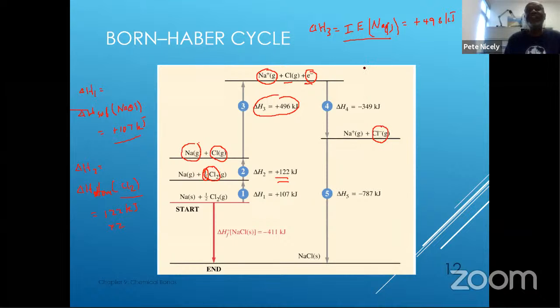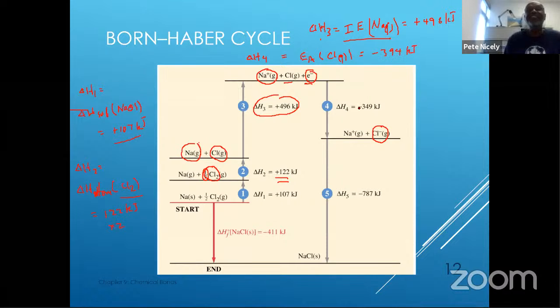If you remember the definition of electron affinity, it is the energy change taking place when a gaseous atom gains an electron to form a gaseous ion. So the electron affinity of Cl gas would be the same thing as delta H4 in this case, and that would be equal to minus 394 kilojoules.